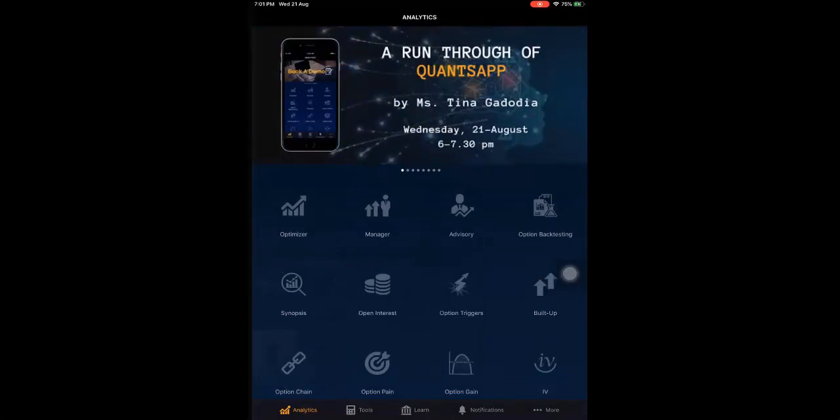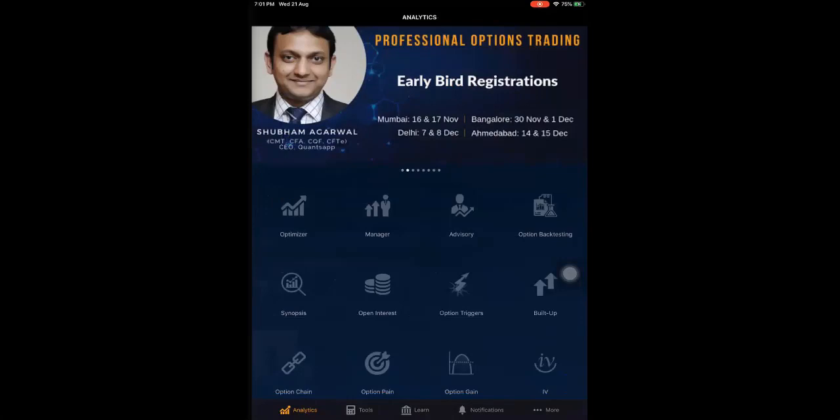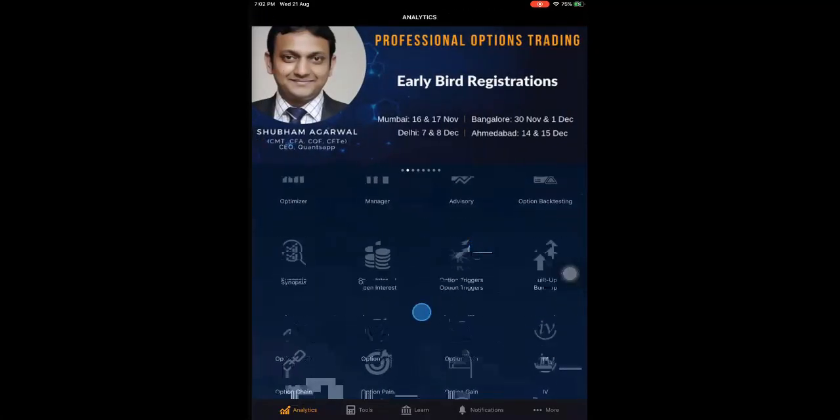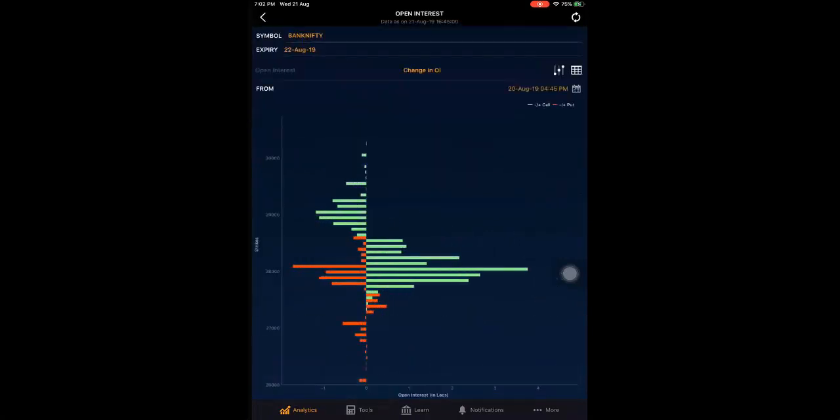Now the third most important algorithm is the option triggers. Let me first show you open interest. Now let me define this for you when you come to an analytical tool. If I'm a short-term trader, a 1-2 day trader, which products come in handy to me? The first one is the option triggers. It's a premium algorithm.